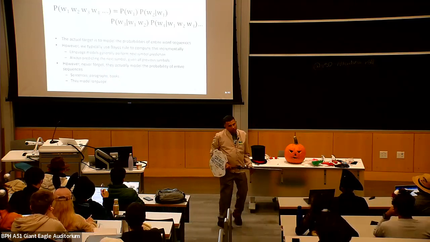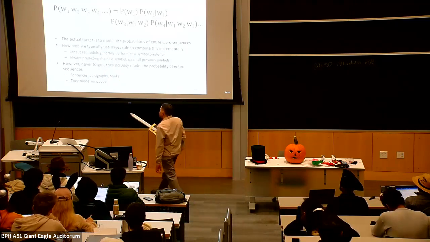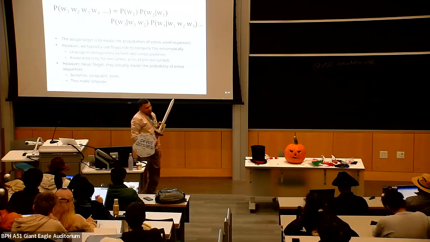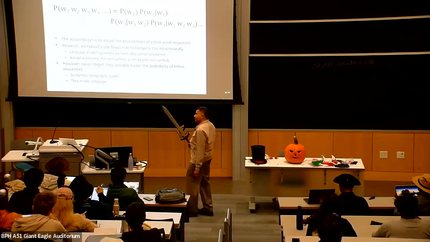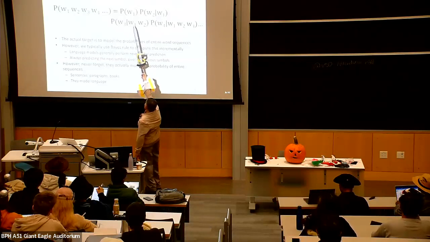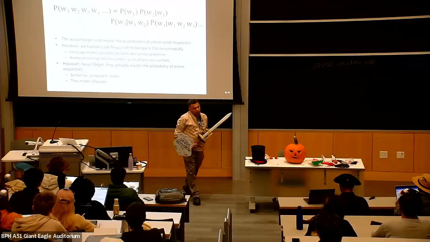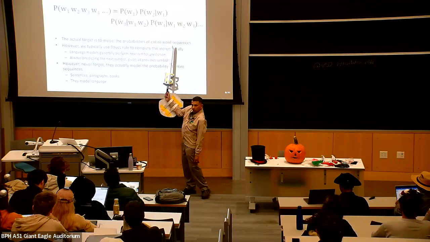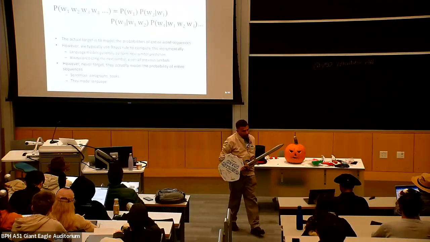And we're going to use Bayes' rule for it. The target objective here still is this one, the probability of the word sequence. But using Bayes' rule, I can say this is the probability of the first word times the probability of the second word given the first word times the probability of the third word given the first two words times the probability of the fourth word given the first three words, and so on.